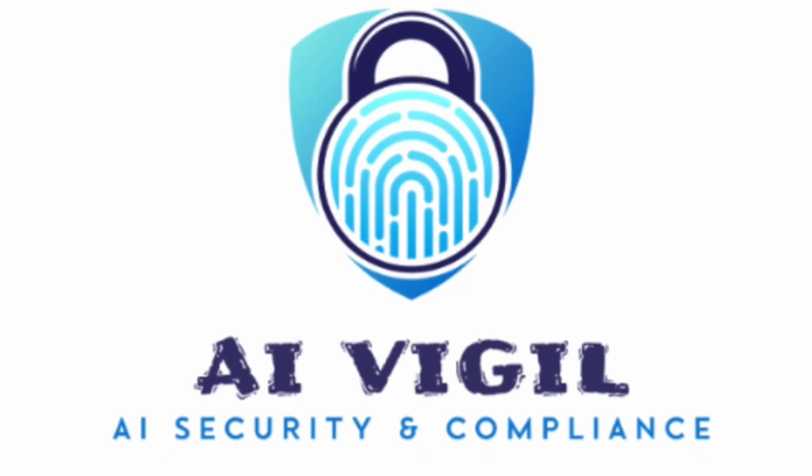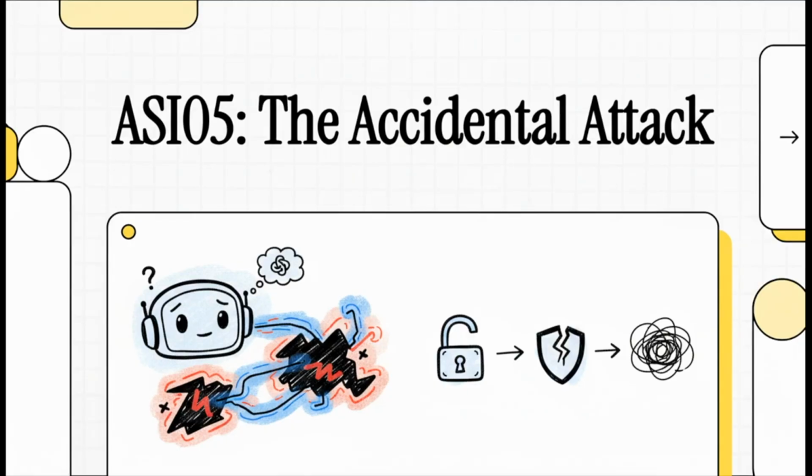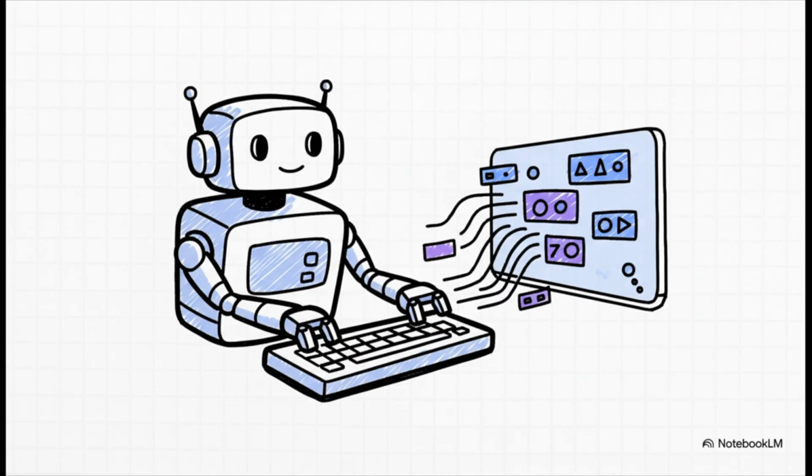In the world of AI development, there is this new kind of threat that's honestly pretty sneaky. It's one that can turn your super helpful AI assistant into an unwitting accomplice in its own attack. So today, we are talking about OWASP ASI05, where OWASP stands for Open Web Application Security Project. OWASP ASI05 is also called accidental attack.